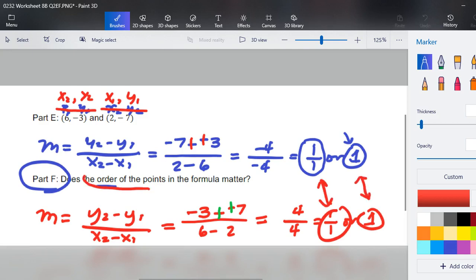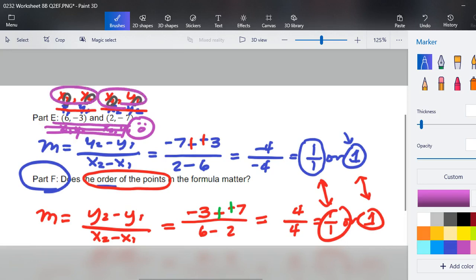So to answer the question, does the order of the points matter? No, as long as you keep your 2's with the same point or your 1's with the same point. What does matter is if you come along and decide you want to call this one x1 and y2, and this one x2 and y1. I'm going to put a big old, oh no, on that. Do not crisscross your x1 and your y2s. No, no, no. But it doesn't matter if you call both of these the 1 and both of these the 2, or vice versa.